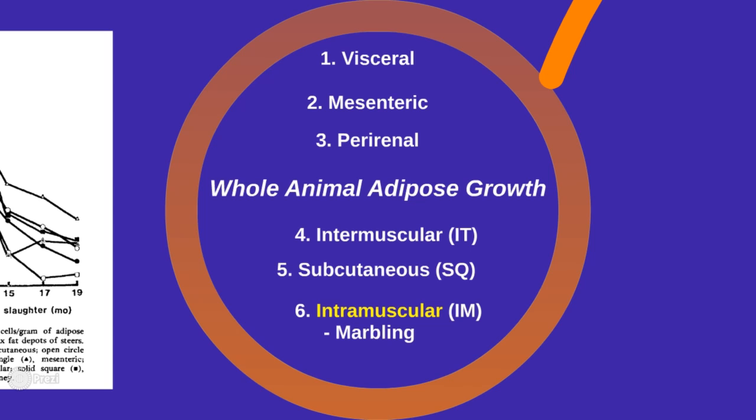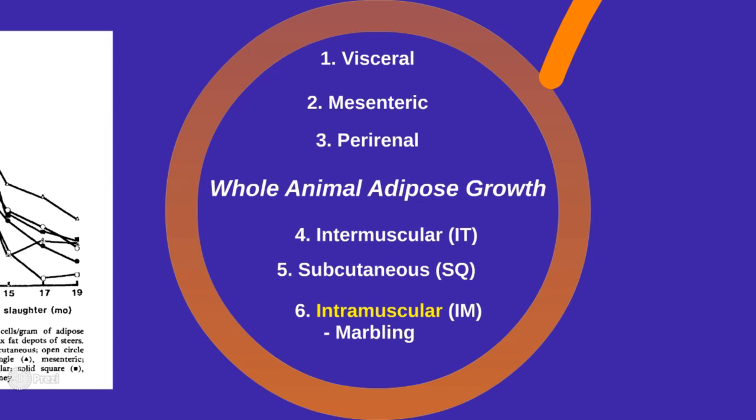So we can see here in a list of 1 through 6, the first through the last depots of adipose on an animal. So the first area to be deposited is going to be that visceral fat, the interior around the vital organs, the lungs and heart and that sort of thing. That's where fat's going to be deposited first. It's going to be used as a lubricant. It's going to be used as a protective layer. It's going to hold things together, allow it to slide together so you don't have adhesions or anything of that nature.